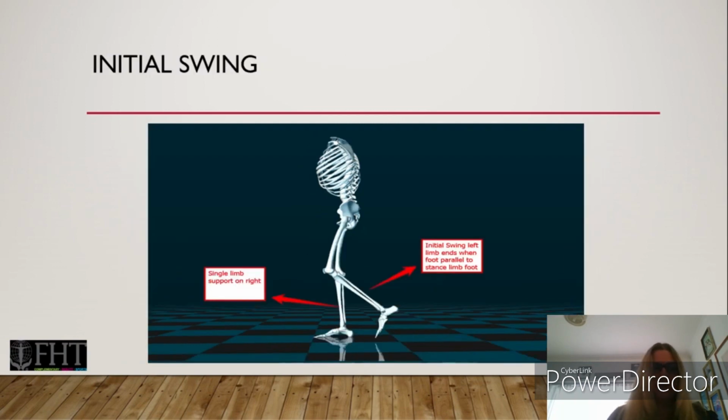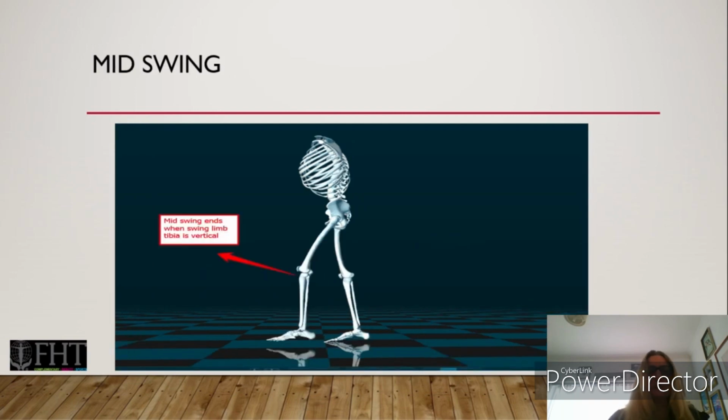That leads us into the sixth phase, which is the initial swing. This again is a period of single limb support. The goal of this phase is swing foot clearance for balance and limb advancement to continue forward progression. Then we go into the seventh phase, which is the mid-swing phase. This is another period of single limb support. This phase begins as the swing foot crosses the stance foot and ends as the tibia of the swing limb achieves a vertical position. The goals of this phase are to maintain foot clearance and limb advancement.